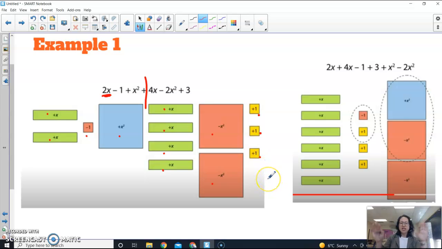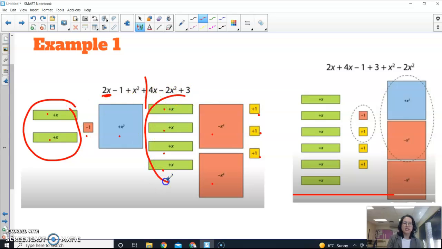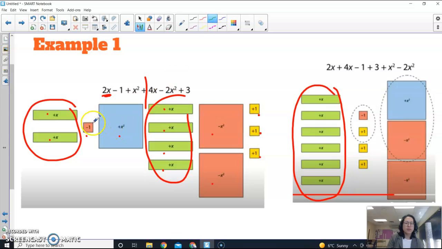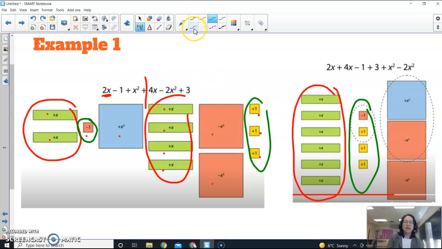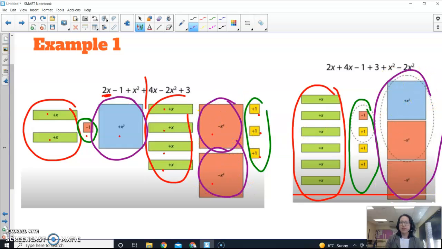Then we're just gonna shift things around. We're gonna put these x's with these x's so that we have in total 6 of them, okay? Then we're gonna put these -1 with the +1 so that we can simplify them right over here. And then lastly, we have all the x squares, with these 2 right over here, and then we're putting them right over here, okay?